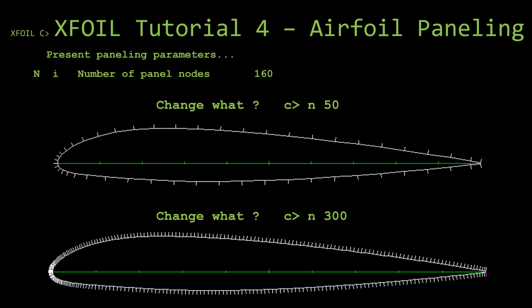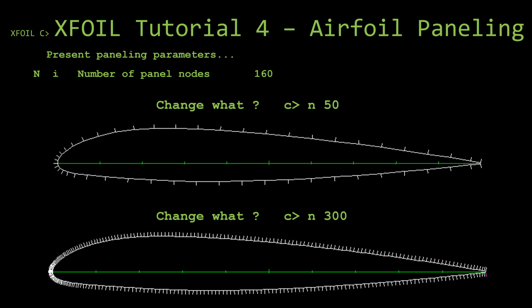The first parameter that is used is the number of panels that is used when modeling the airfoil shape. The default number of panels is 160, and this is usually a pretty good number to have. So I've got two examples here. For the top one there, you'll see that I changed the number of panels to 50. On the bottom one, you'll see that I changed the number of panels to 300.